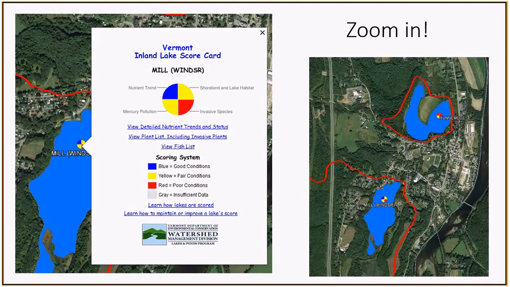And you can zoom into a particular lake and click on the scorecard icon, and you will get a pop-up with links to more information and the SekiDisc icon, which is the scorecard icon in color there at the top of the pop-up.